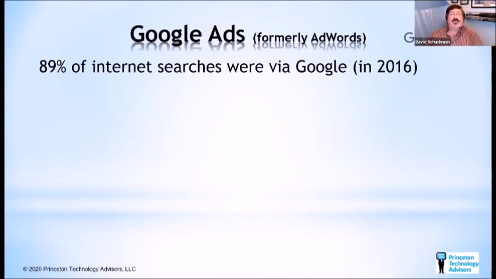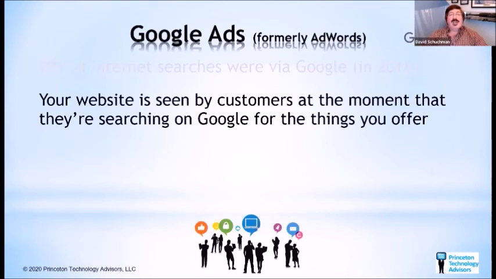So if you're wondering, should you do pay-per-click on other platforms in addition to Google? Well, I can't tell you no, but what I can tell you is more bang for your buck will be, especially if you're on a fixed budget or you want to limit your budget exposure, start with Google, because 89% of internet searches were done via Google. A lot less on Bing and the other platforms. Your website is seen by your customers at the very moment they're searching on Google for the things you offer. And more specifically, as long as what they're searching for matches your ad.